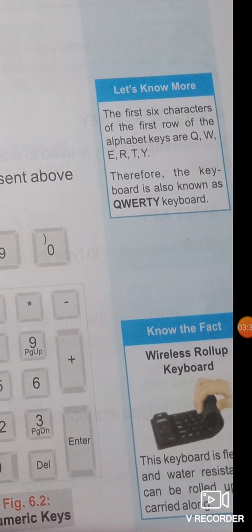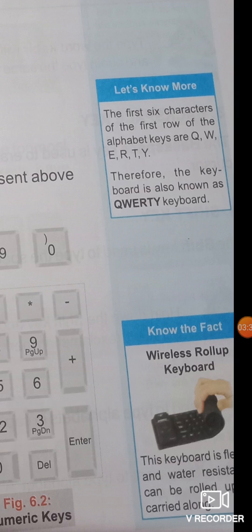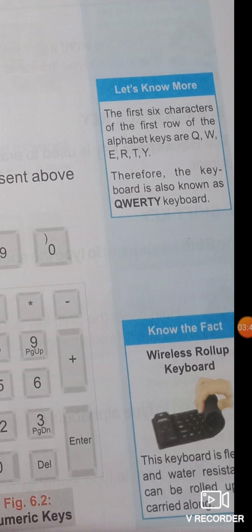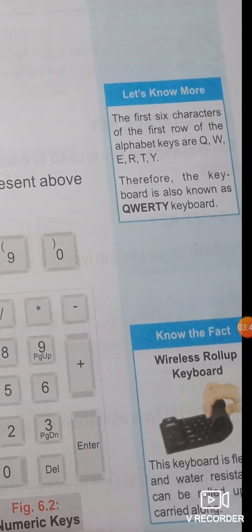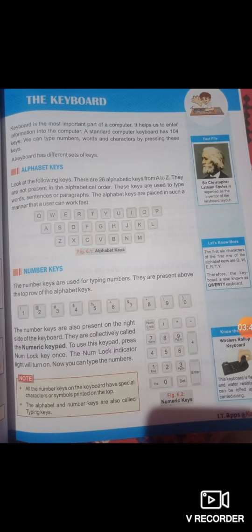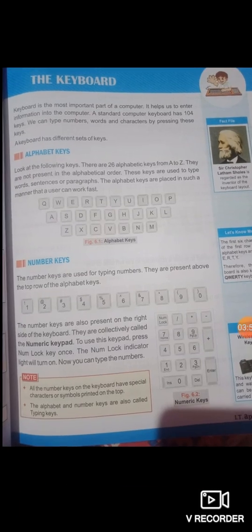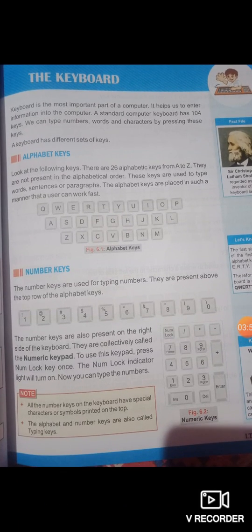But as you can see in this picture, there is a keyboard which is flexible. One hand is rolling the keyboard. This keyboard is water resistant and it is very flexible. We can roll it up and we can carry it easily with us. So that's what is given in your book in the fact files.